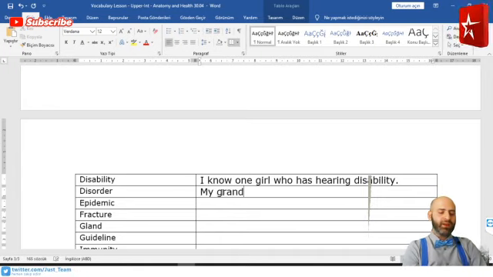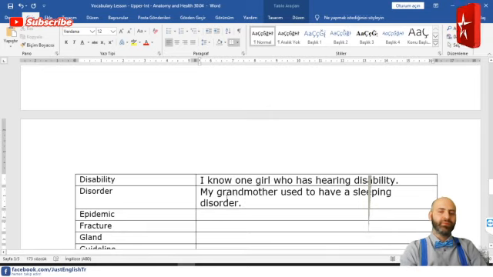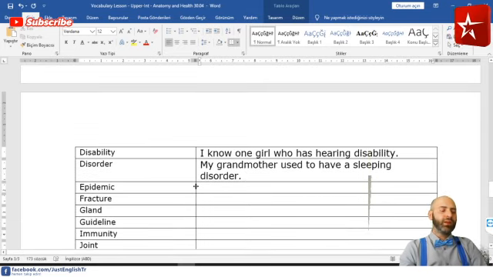My grandma used to have sleeping disorder. My grandmother used to have sleeping disorder. When she was old, she had some kind of problem with sleeping, so she had sleeping disorder.